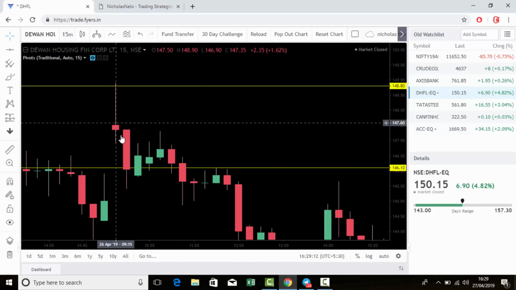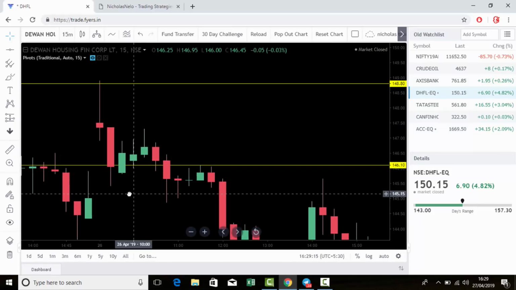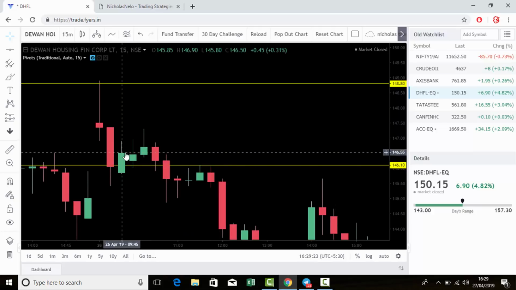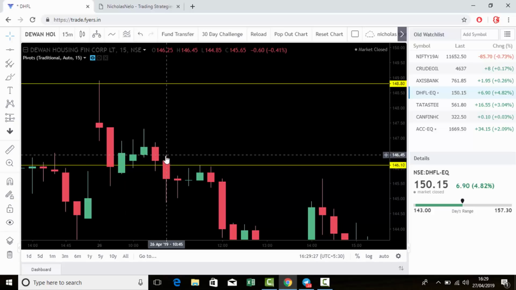Okay, then change to 50 minutes candle. Here you can see this candle has just closed below this level. If you go for sell, and the next candle closes above this level, then go for buy, and this candle is a strong sell, then go for sell again.